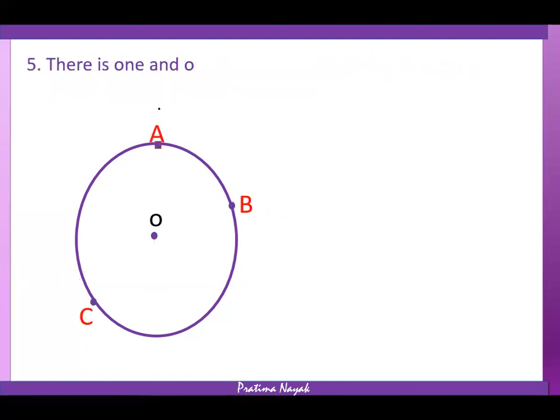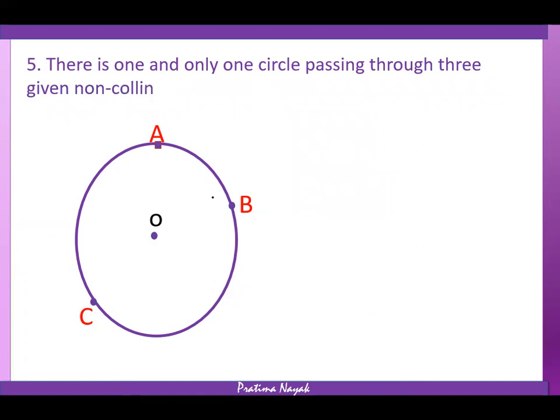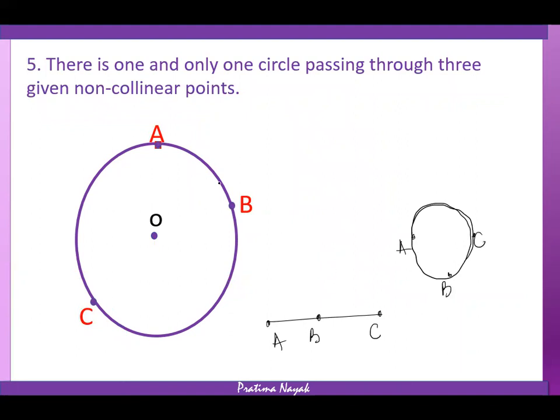5. There is one and only one circle passing through 3 given non-collinear points. Non-collinear means when they are not on the same straight line. If A, B, C are on the same straight line, then you cannot pass a circle through them. But if they are non-collinear, you can pass a circle through ABC. Only one circle. One and only one.